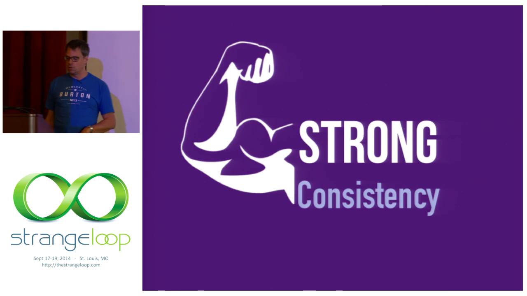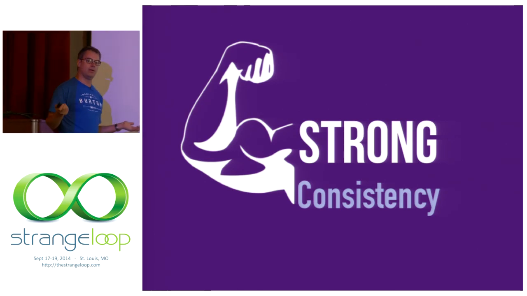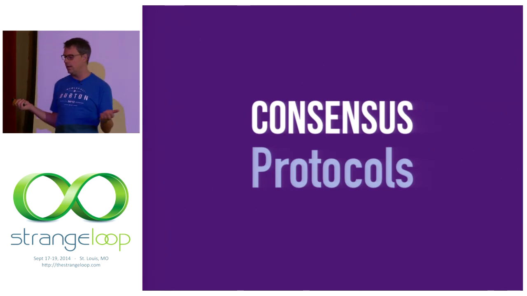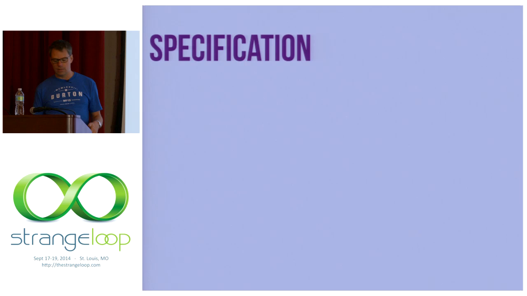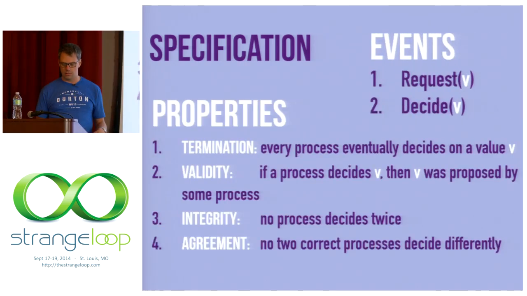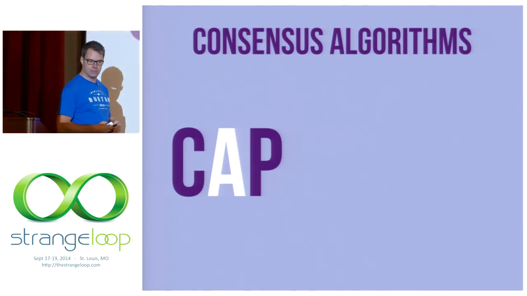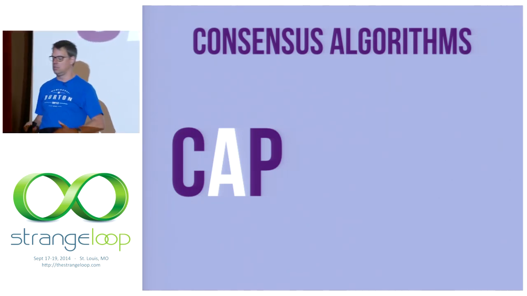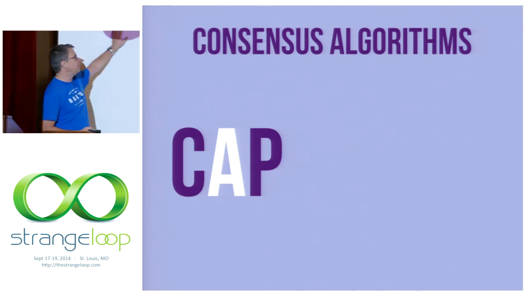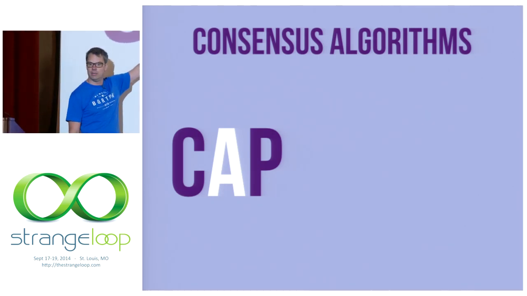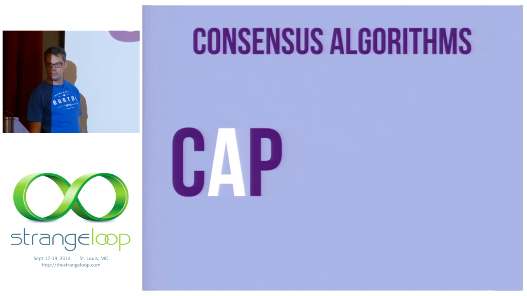So now I want to talk a little bit about strong consistency. It's essentially about linearizability. And there are some important consensus protocols. And I think we can skip this, we're running a little bit out of time, the specification properties. So consensus algorithms, in terms of strong consistency, implement C and A in CAP. So they sacrifice availability. That's important to know, in favor of strong consistency.